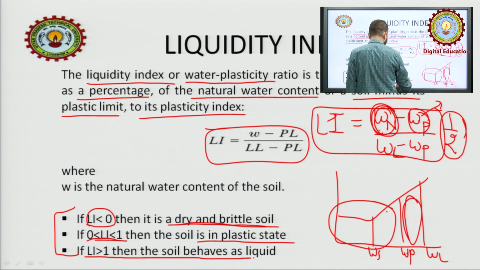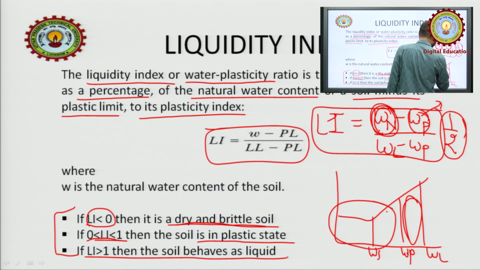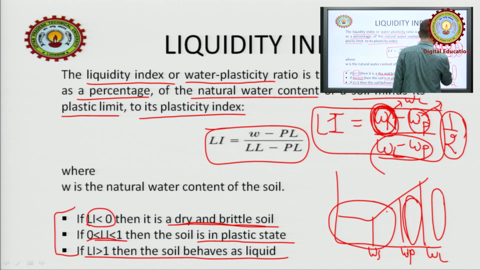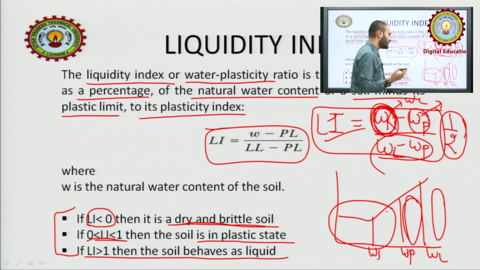If greater than 1, then liquid. Obviously, if it is greater than 1, because this is already the difference between them, this means that Wn is greater than Wl. So, it will be somewhere here. So, it will be liquid. The soil will be behaving as a liquid. So, let us move forward.